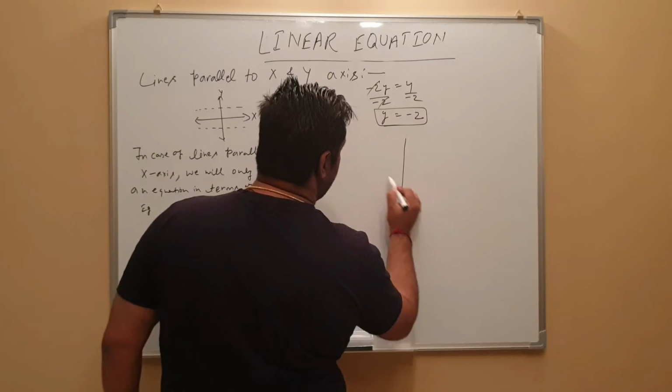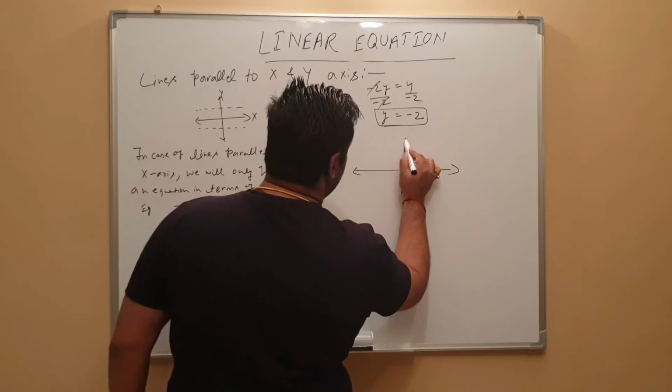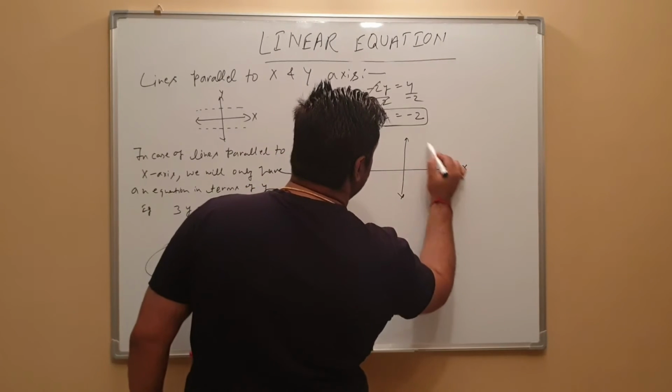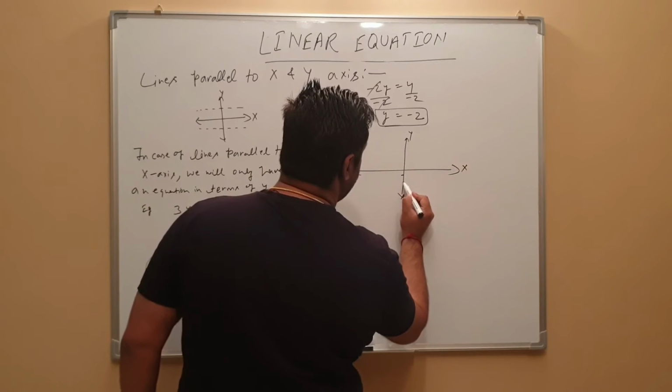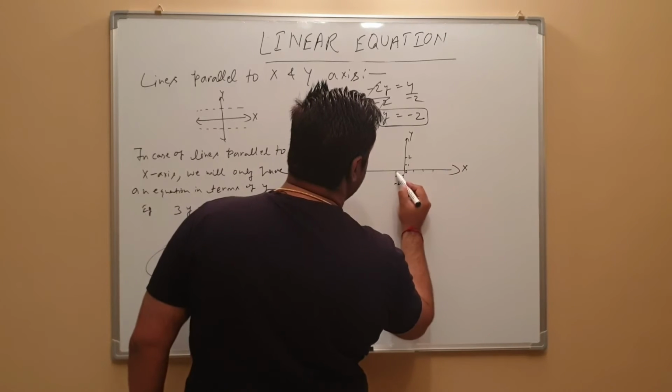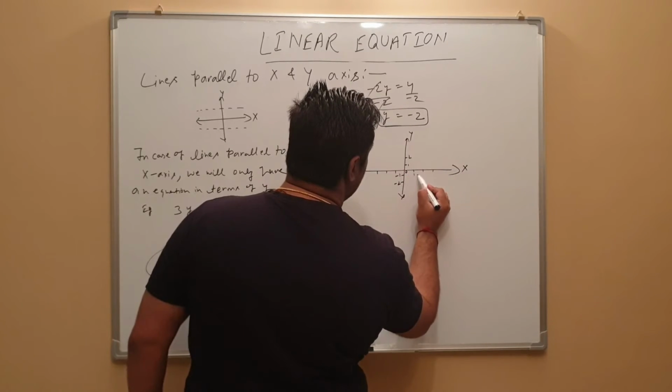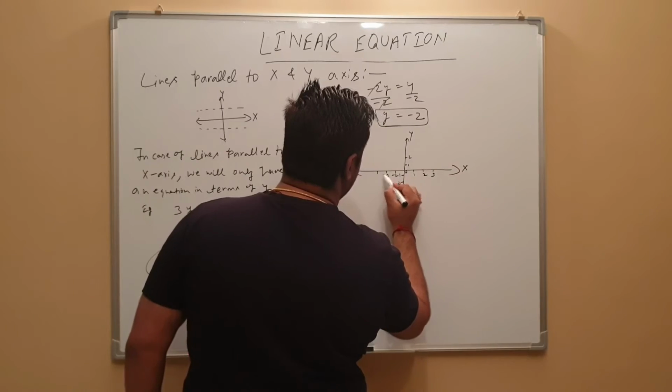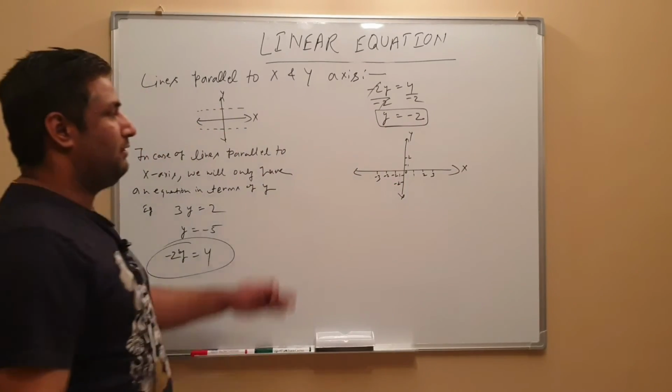So we will just make the axis grid quickly, x and y, -1, -2, 0, 1, 2, 3, 1, 2, 3, -1, -2, -3. So this is how it looks.